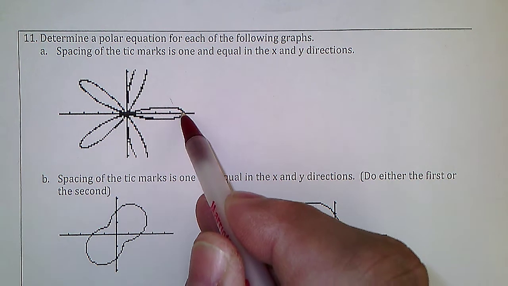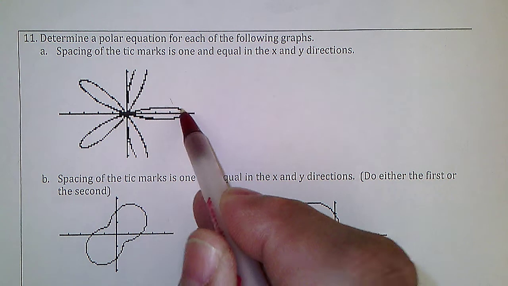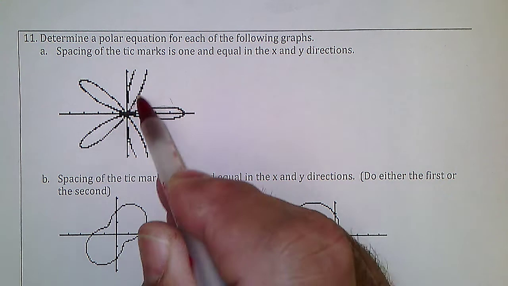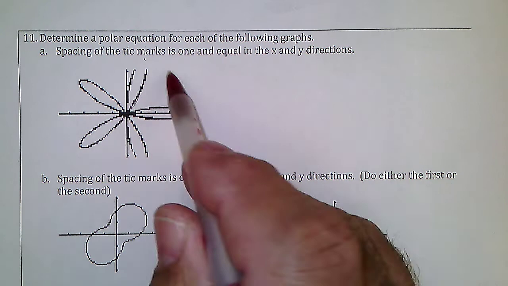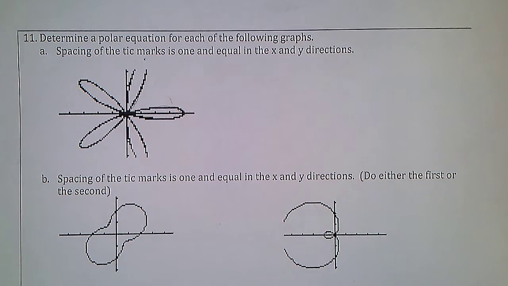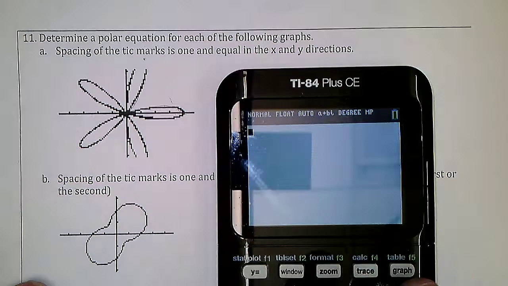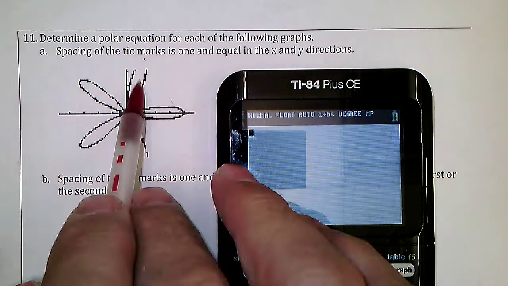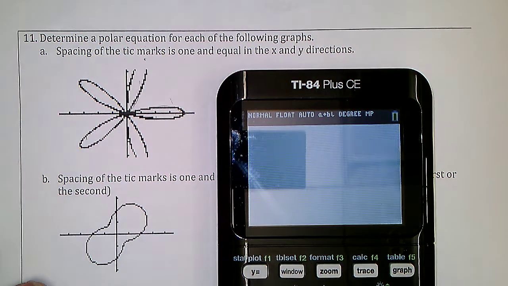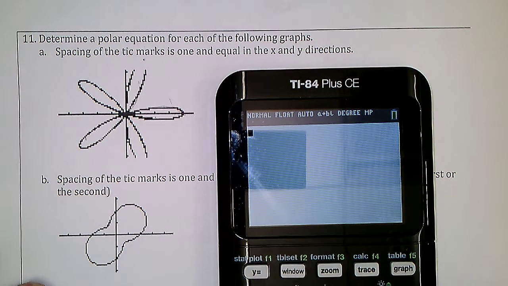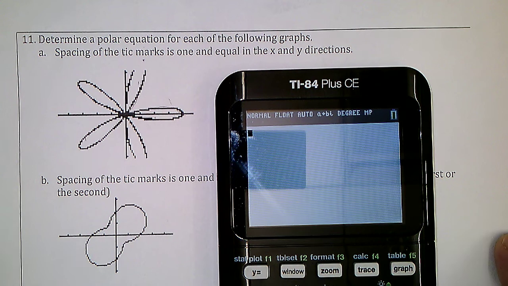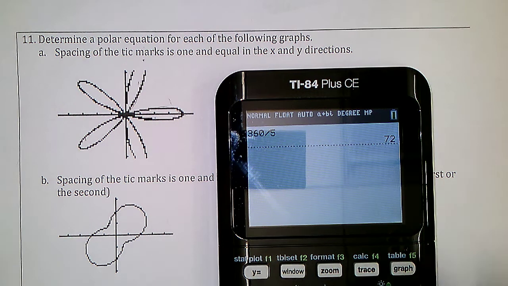But it does one cycle. It looks like it goes from positive to negative to positive by something like 80 degrees or something like that, 80, 90 degrees. But there's 1, 2, 3, 4, 5 petals, and 360 divided by 5 is 72. So maybe that's 72 degrees out there that it does a complete cycle.